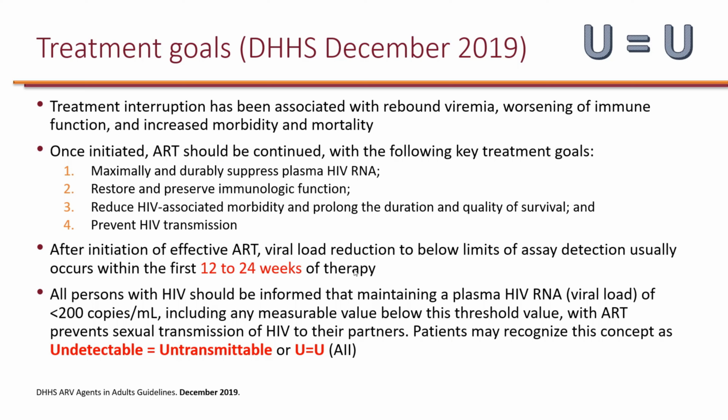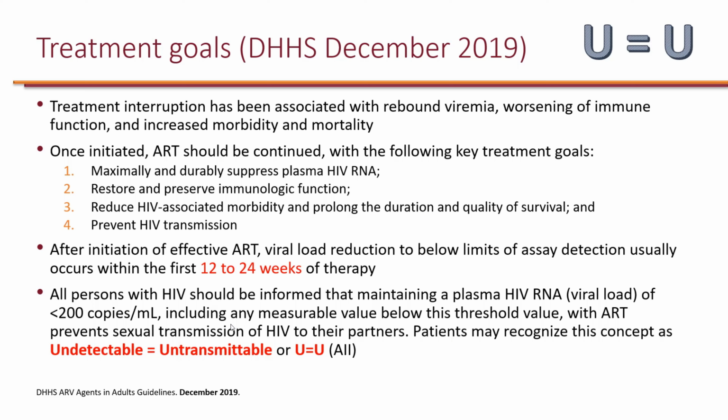Now, it is common that once ART is initiated, because these regimens are very effective, the patient can achieve viral load reduction within the first 12 to 24 weeks of therapy. So within 12 to 24 weeks of initiating ART, the viral load should be undetectable. And recent data has shown that in patients who have a viral load of less than 200, so in general, less than 50 is considered undetectable, so even anything less than 200, studies have shown that the rate of transmission is basically non-existent.